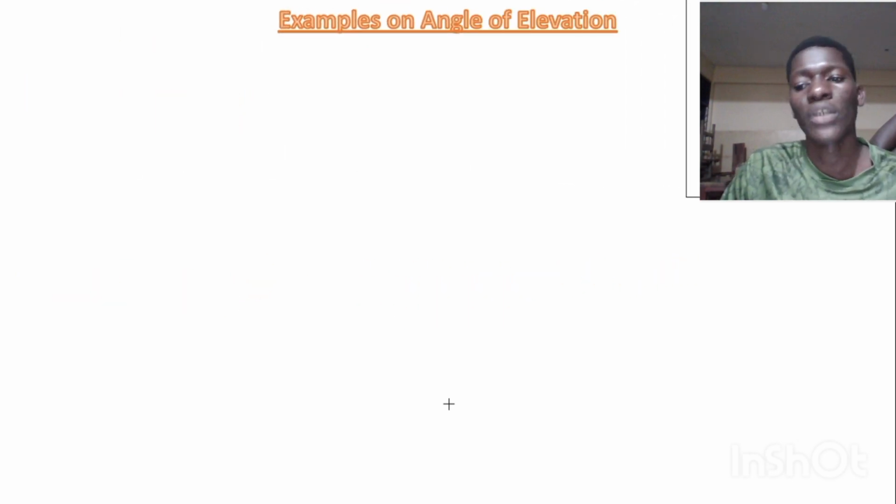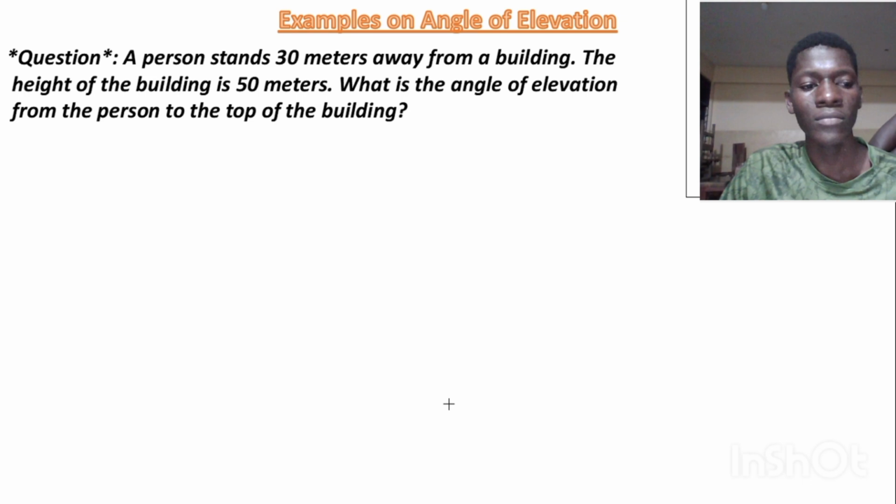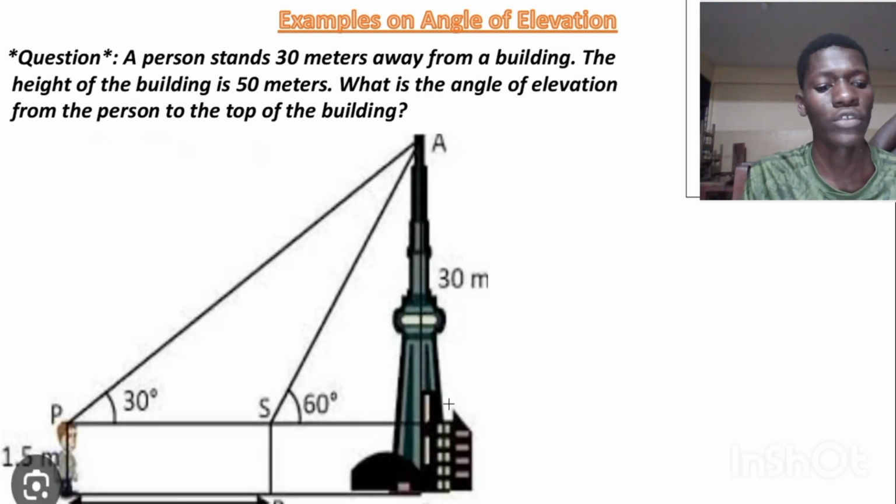So let's solve some examples of this topic so that you better understand it. We have a question here that says a person stands 30 meters away from a building. So this is our building, and the person is standing 30 meters away from it. Here's the person.